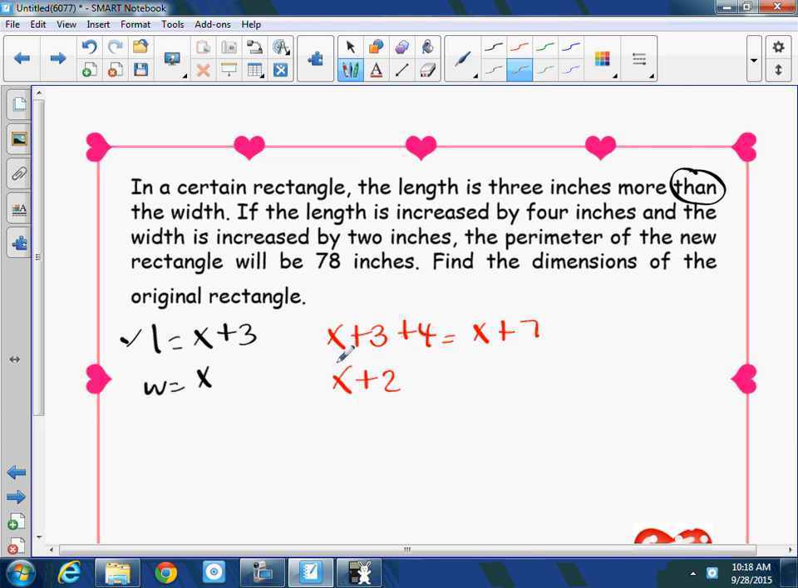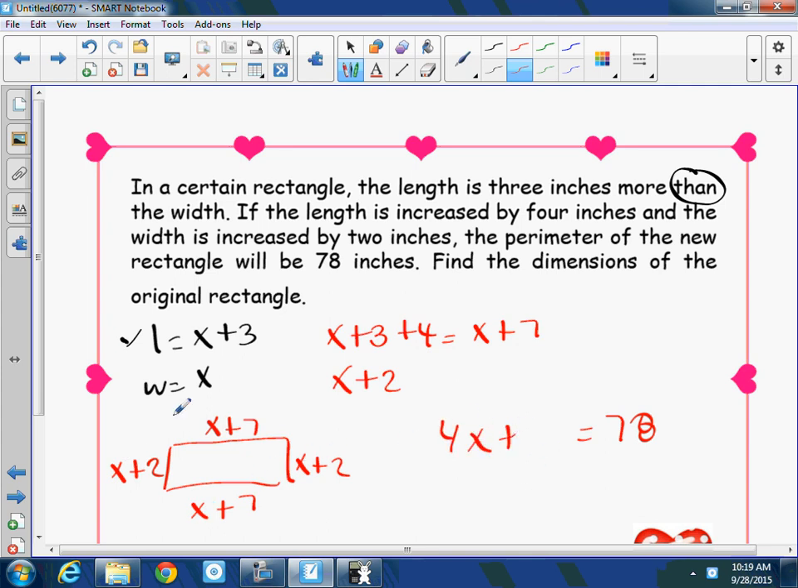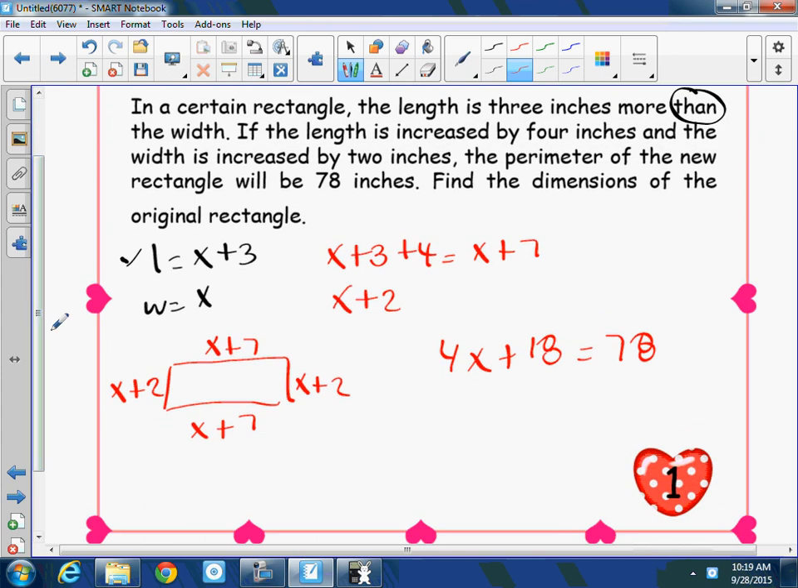The perimeter of the new rectangle is 78. So now I make a picture because sometimes it's hard for you guys to see that you have 2 lengths and 2 widths. So start making those pictures. Now this new perimeter equals 78 inches. So let's see. 1, 2, 3, and 4, because in the perimeter I just have to add all the sides. And then 7 and 7 is 14, plus 2, 16, plus 2, 18. And then to solve for x, my steps would be take away 18, divide by 4.